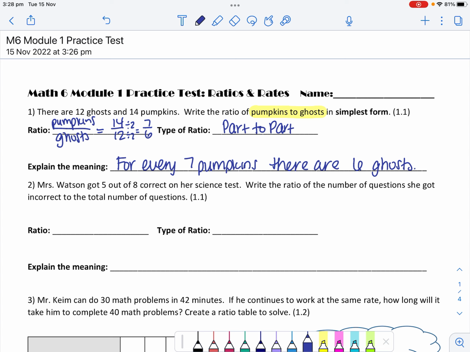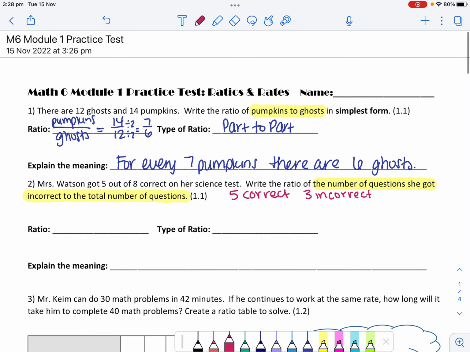Number 2 says Mrs. Watson got 5 out of 8 correct on her science test. Write the ratio of the number of questions she got incorrect to the total number of questions on the test. So I know that I got 5 out of 8 correct, and I want to write the ratio of the number of questions she got incorrect to the total number of questions. So I've got 5 correct. That means I've got 3 incorrect and 8 total questions.